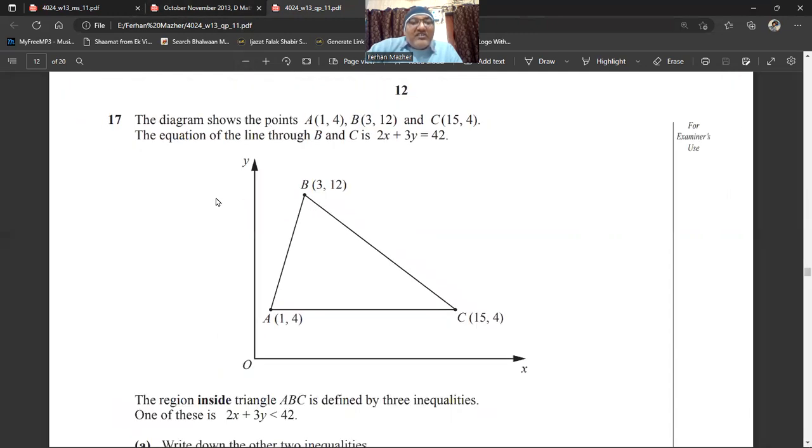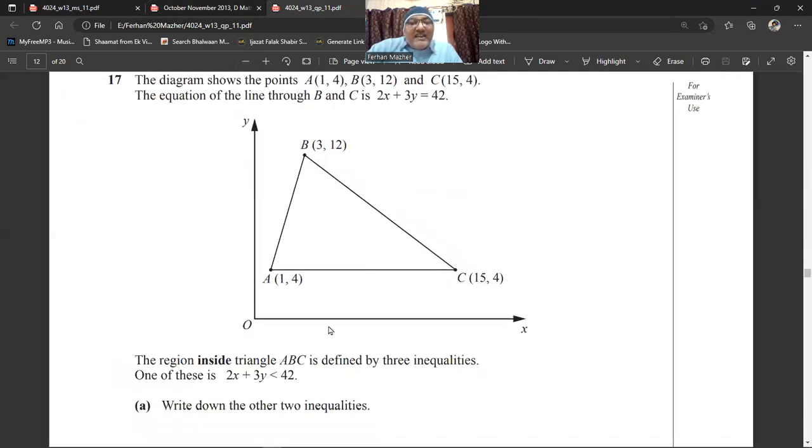So they are basically talking about the BC line. The area is below this line. That's why you can see in the place of the equal sign, they have put an inequality sign, and the open side of it is towards the positive y, because the area is below this line. So this BC inequality is already done. Okay, so now they say write down the other two inequalities.